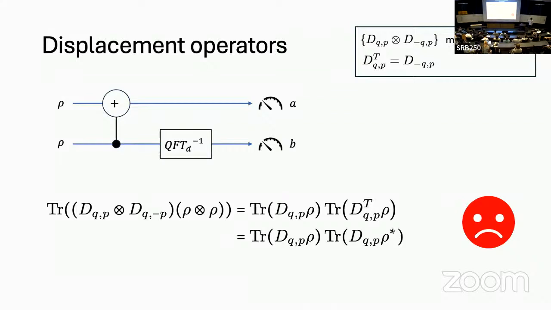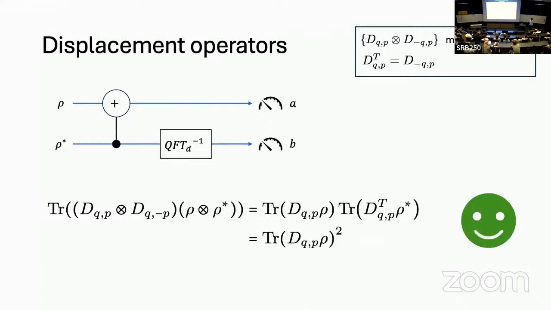Okay, but then if I measure rho tensor rho like we did before, this doesn't give me anything useful. It gives me trace of D times rho times trace of D rho star, if you analyze it. But what if I measure rho tensor rho star in this basis? Then I get trace of D rho squared.